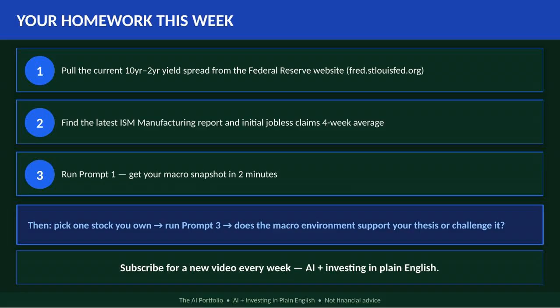Your homework this week: go to the Federal Reserve's website and pull the current 10-year and 2-year Treasury yield spread. Find the latest ISM manufacturing report. Look up the most recent initial jobless claims number, then run prompt 1. You'll have a macro snapshot in about 2 minutes. Then take one stock you own and run it through prompt 3. See if the macro environment supports your thesis or challenges it.